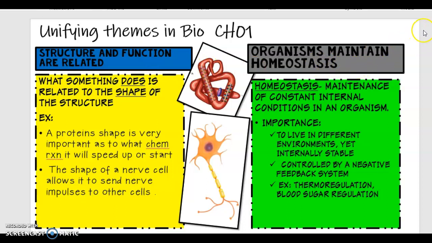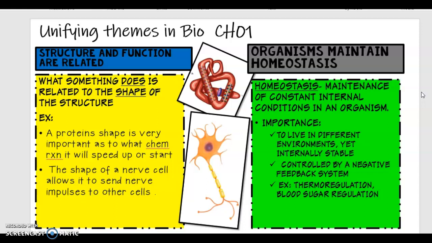Another unifying theme is organisms maintain homeostasis. You're going to find this all throughout biology. Homeostasis is a maintenance of constant internal conditions in an organism. So our bodies function on a very unique temperature or temperature range, pH range. So these different ranges and these different chemical reactions and things that are going on in our body have to maintain like a good working system.